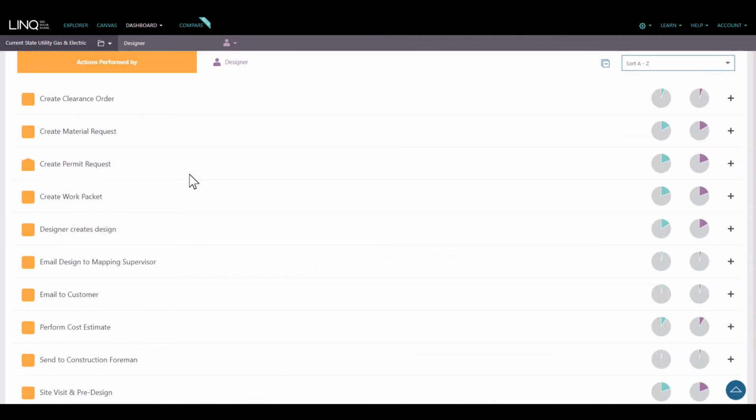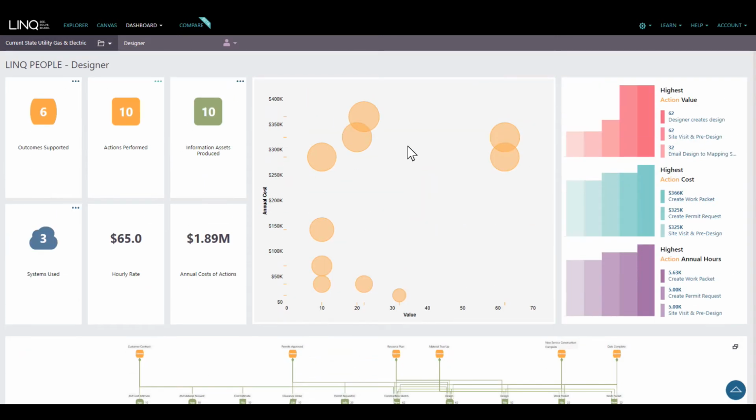Now looking over here, these charts show high value, high cost items, and these are the things you would typically expect a designer to be doing: creating designs, pre-design visit. Then here in the center, you can see all the actions laid out in a cost versus value graph. Again, the high cost, high value items are things you would typically expect a designer to do.